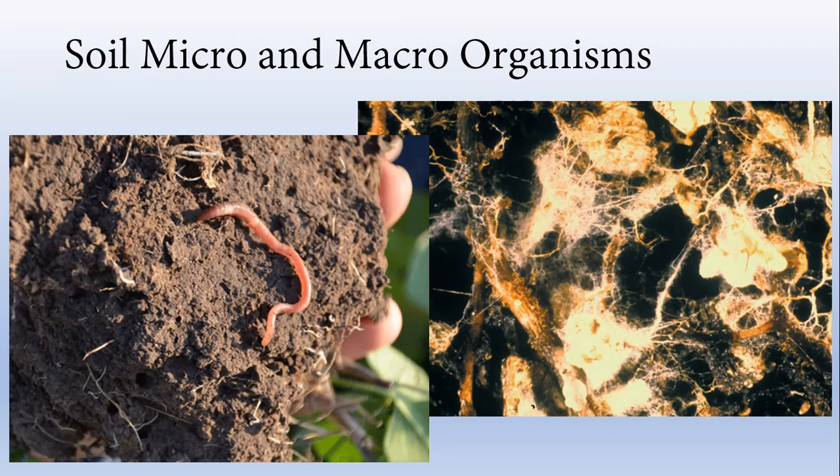And then we can think about organisms in the soil as microorganisms and macroorganisms. The fungus over here on the right is going to be a microorganism. That's something we need to look at with a microscope. And then we've got macroorganisms. That's going to be our arthropods and our earthworms, like the little guy over here on the left.